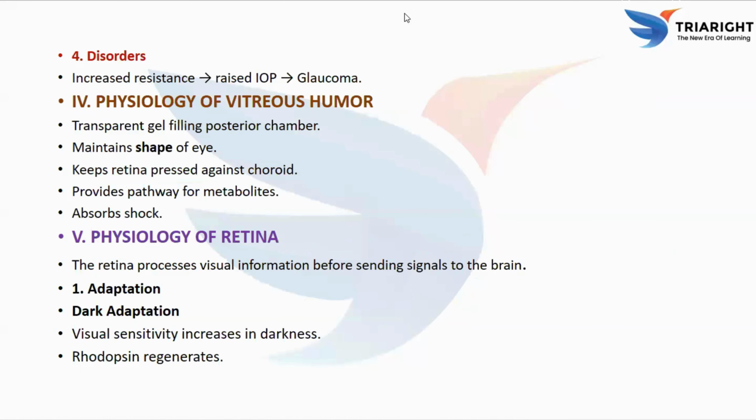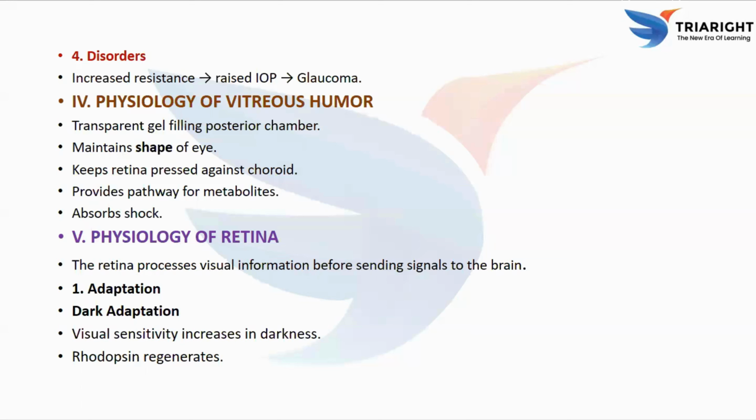So next is the physiology of the vitreous humor. The vitreous humor is a transparent gel that fills the vitreous chamber, which lies behind the lens and in front of the retina. So what are the functions? The first function is a transparent gel filling the posterior chamber. It is 99% water, but it is thickened by collagen and hyaluronic acid. So this helps light pass smoothly to the retina.